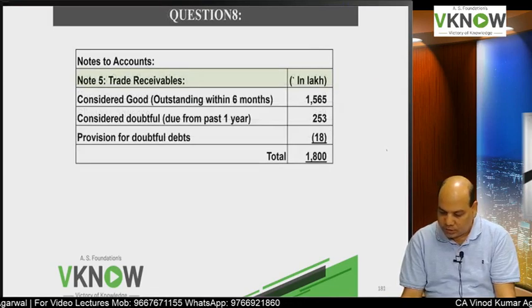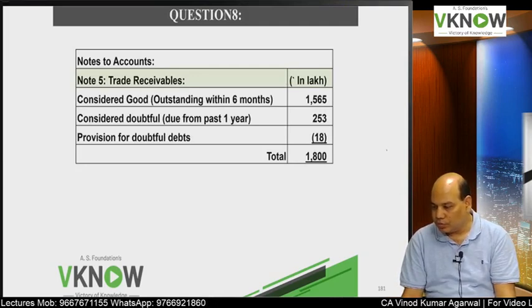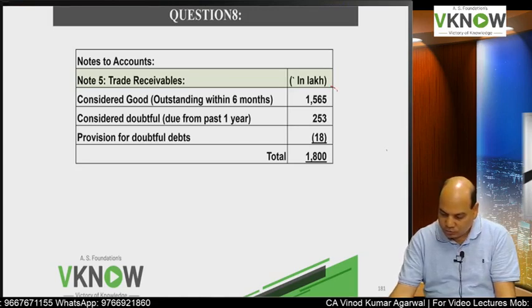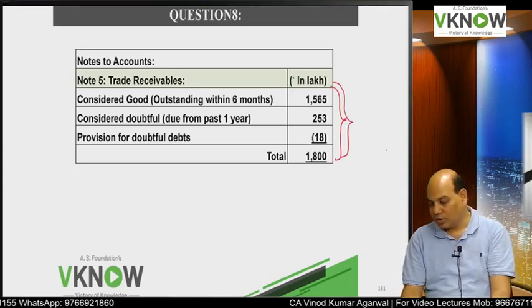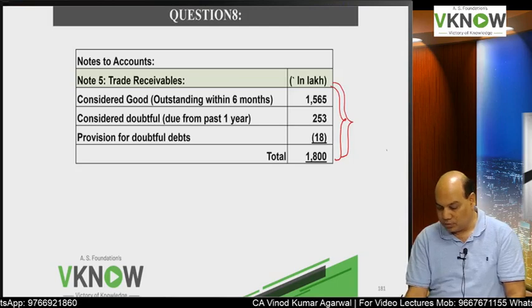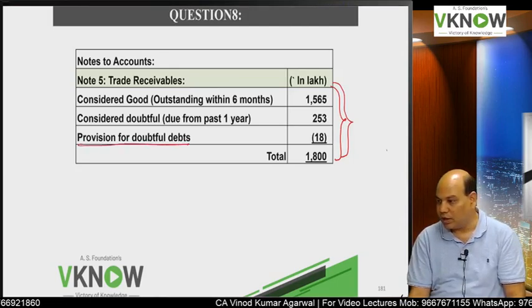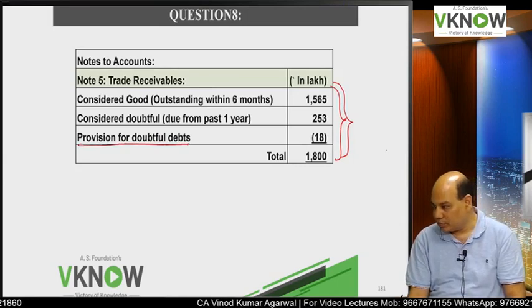Then trade receivable, they have given you the breakup. Considered good outstanding within 6 months. Considered doubtful due from past 1 year. And provision for doubtful debt. So we have seen the disclosure requirement. You will also give the disclosure in a similar manner: considered good, considered doubtful. Instead of writing provision for doubtful debt, we will write allowance for bad debts. Is it right?